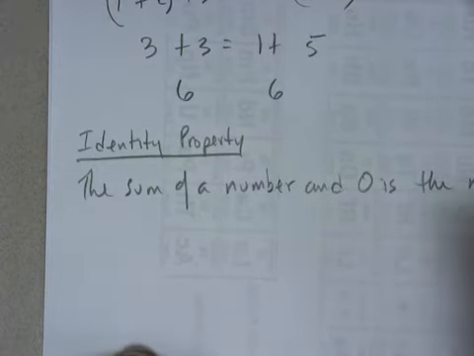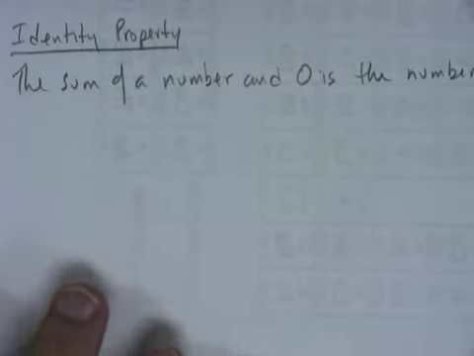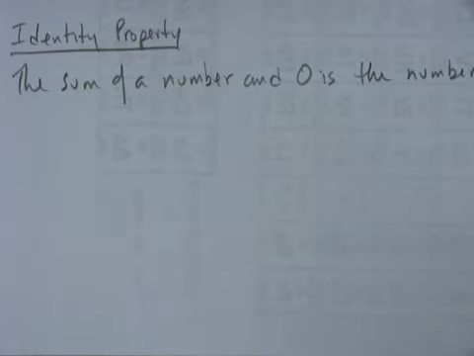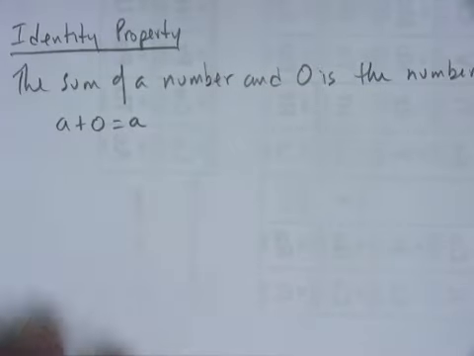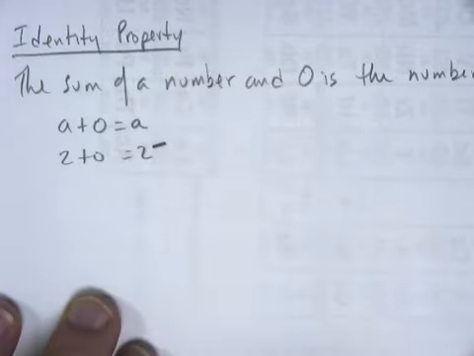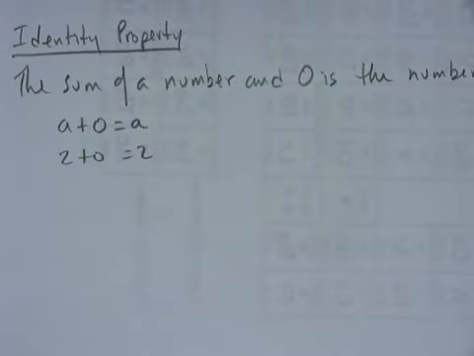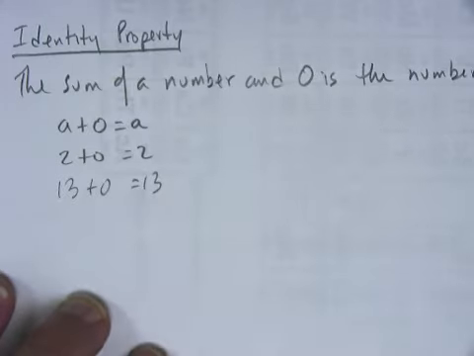What in the world does that mean? Well, you already know this one. This is kind of like the commutative property. You already know it. We're just giving a name to something you already know. So the sum of a number and 0 is the number. So A plus 0 is A. That's the identity property. 2 plus 0 is 2. That's all it means. You know that if you add 0 to something, you're going to get the same thing. For example, if your age right now is 13 and you add 0 to it, you get 13.